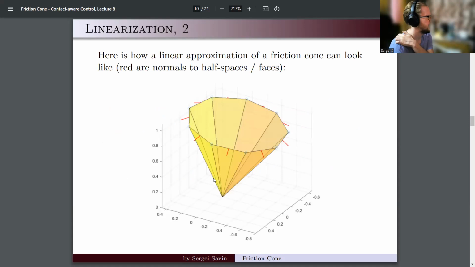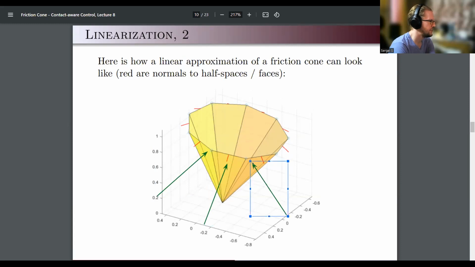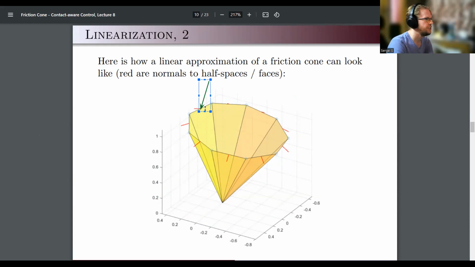But let's first see just how it looks. This is a polytope that approximates a cone. Notice it has faces. Here's a face, here's another face. The tip of the cone is still there. Here I represent with those red lines the normal directions to each face. Each face has its own normal direction, which will be useful when we construct the cone. All right, so this is how the cones look.